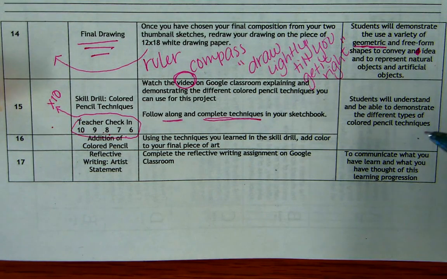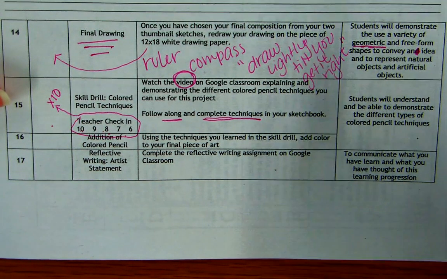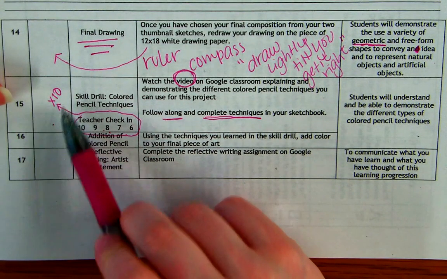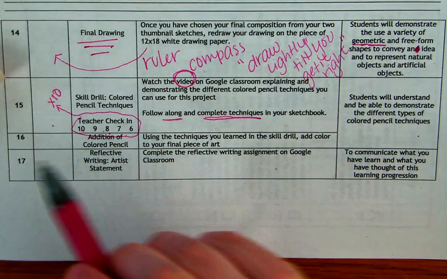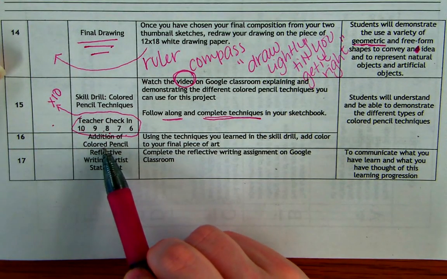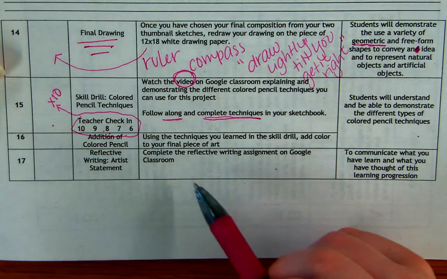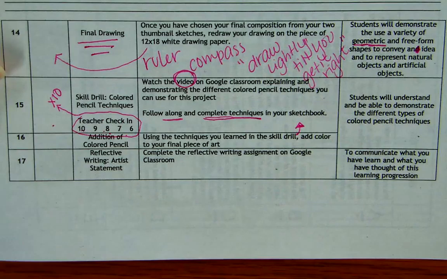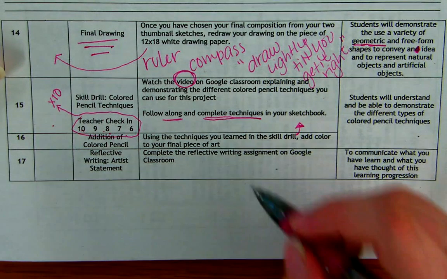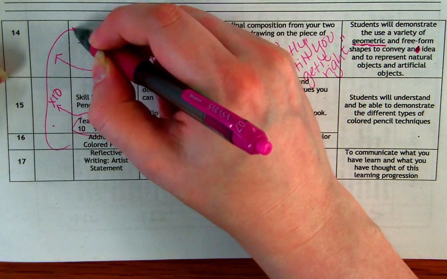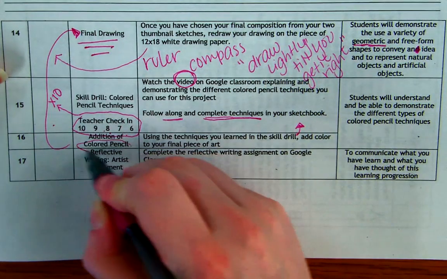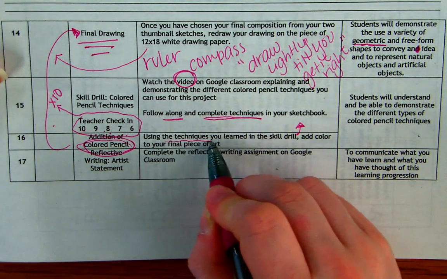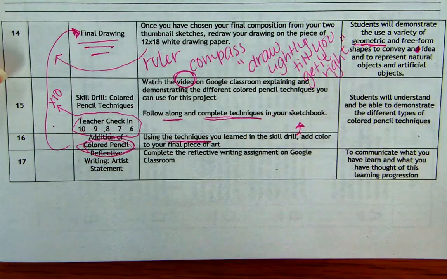Once you have completed the skill drill and you've shown it to me and I have approved for you to go on to the next step, step 16 is when you add colored pencil to the project. So you're going to use the techniques that you learned in the skill drill to add color to your piece of art. You're going to go back to your final drawing, and you're going to add the colored pencil, okay? Using techniques that you learned in the skill drill that you did above.